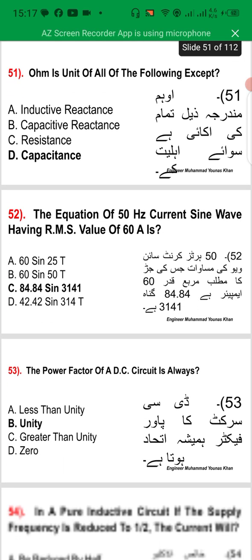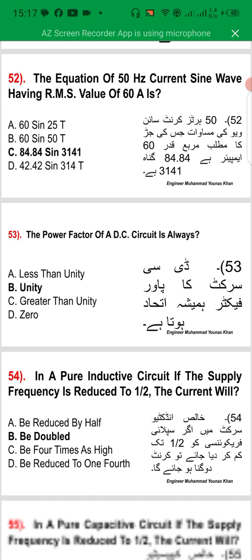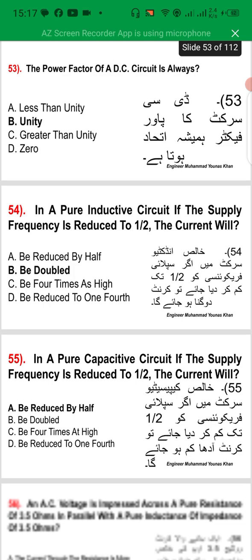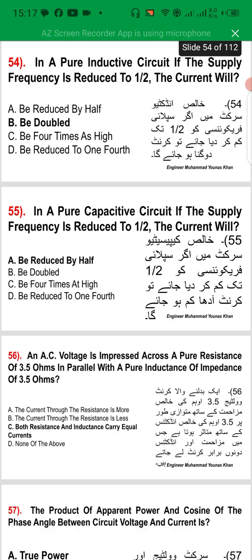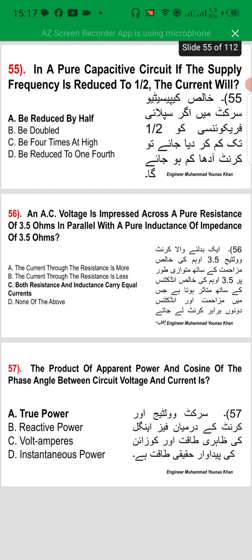Ohm is the unit of all of the following except capacitance. The equation of a 50 Hz current sine wave having an RMS value of 16 ampere is 84 sin 41. The power factor of a DC circuit is always unity. In a pure inductive circuit, if the supply frequency is reduced to one half, the current will be doubled.